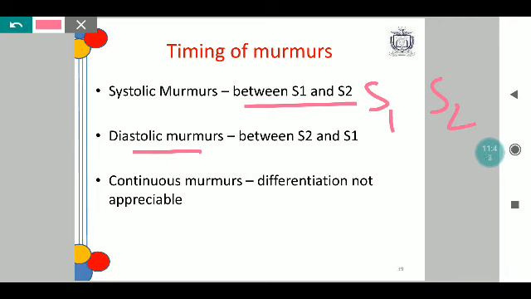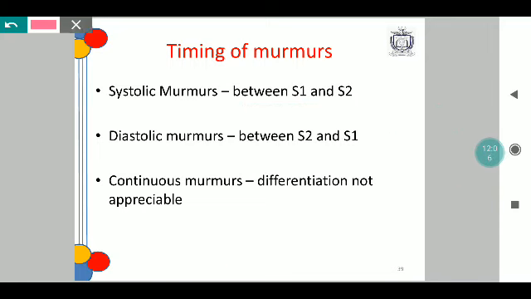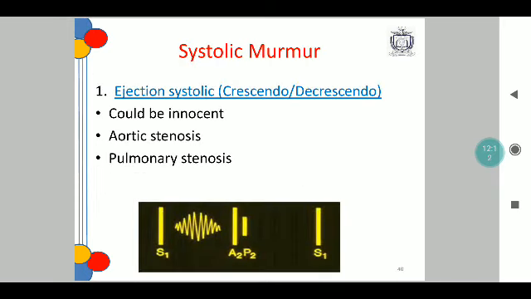So I'll draw it here in a more simple manner to understand. S1 to S2 is a systolic phase, so any murmur here is a systolic murmur. S2 to S1 is a diastolic phase, so any murmur here is a diastolic murmur. Subsequently, S1 to S2 is again systolic, S2 to S1 is again diastolic, and the cycle repeats itself. A continuous murmur is where you cannot appreciate any differentiation between the two.